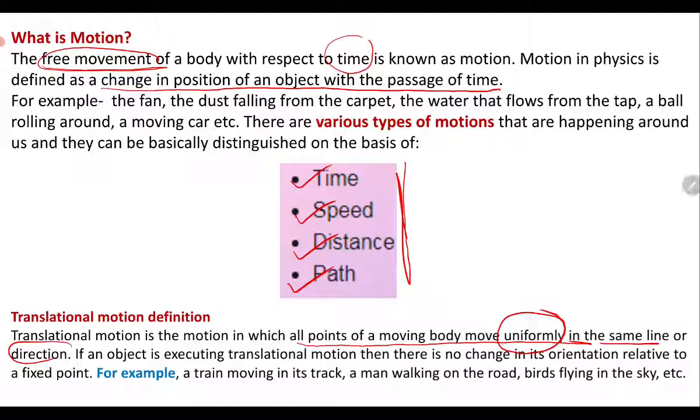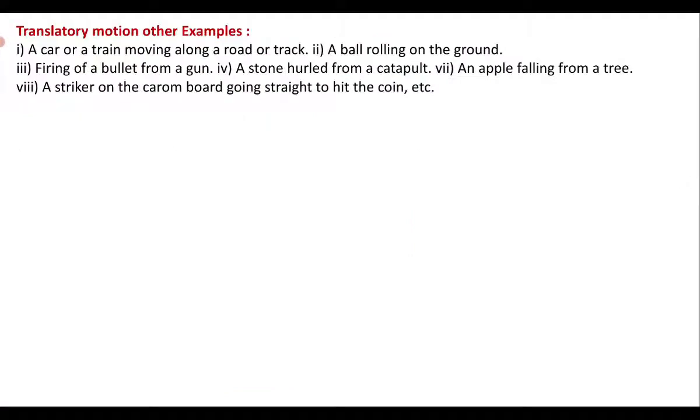Let us see the examples of translational motion. A train moving on its track, a man walking on the road, birds flying in the sky. Other examples of translational motion are, first, a car or a train moving along a road or a track.